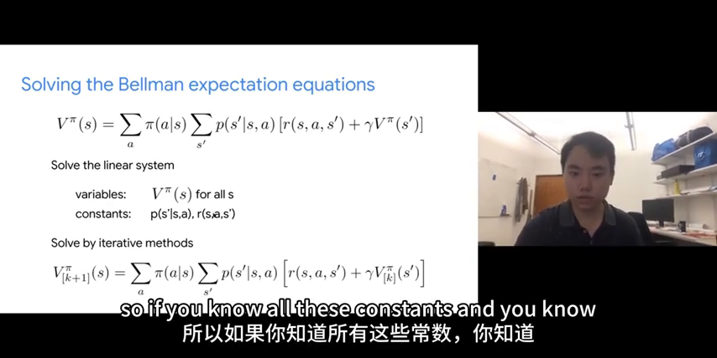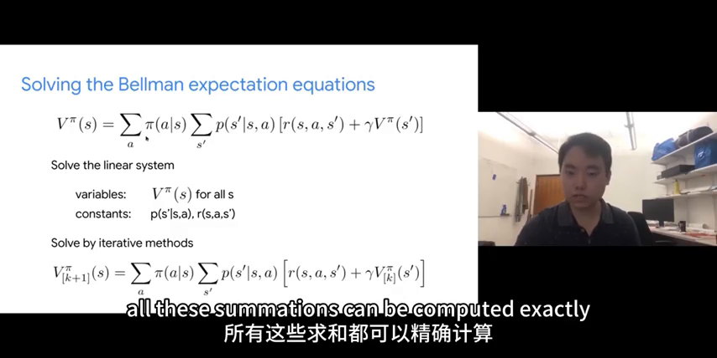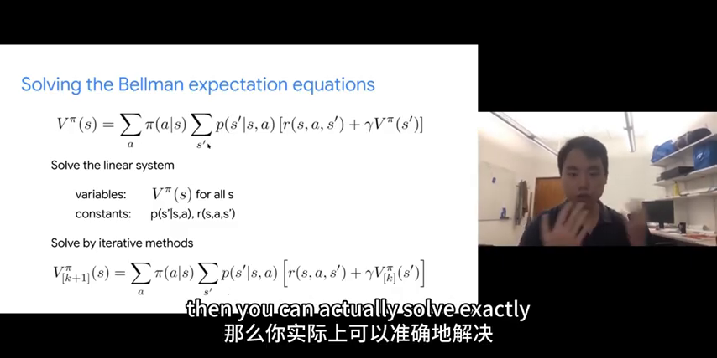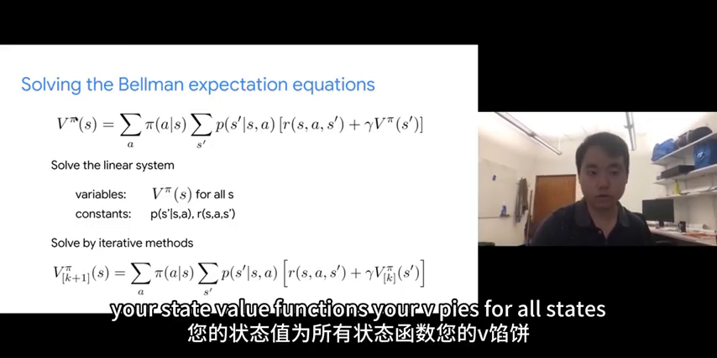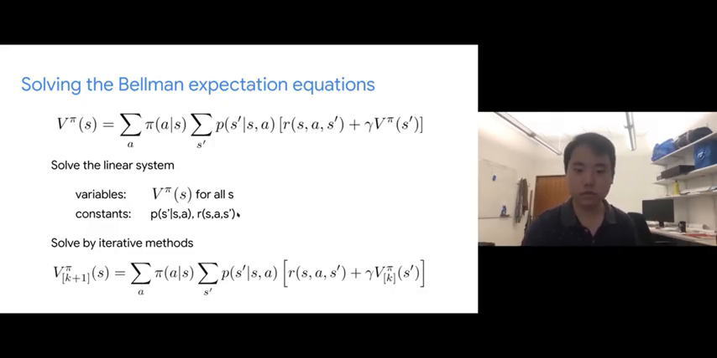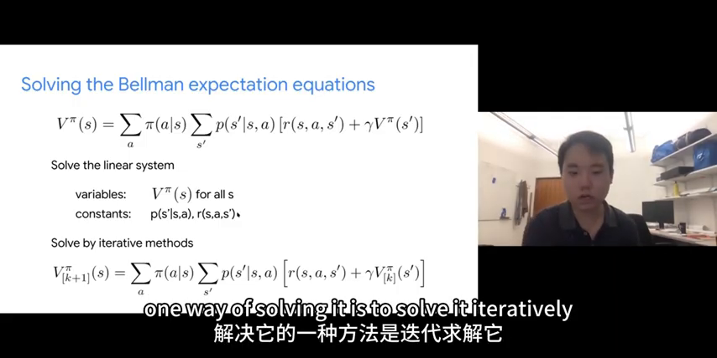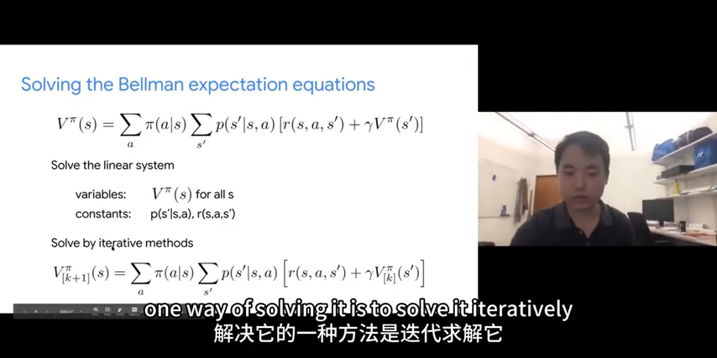So if you know all these constants and all these summations can be computed exactly, then you can actually solve exactly for your state value functions, your V pi's for all states. And there are many different ways of solving it. One way of solving it is to solve it iteratively.